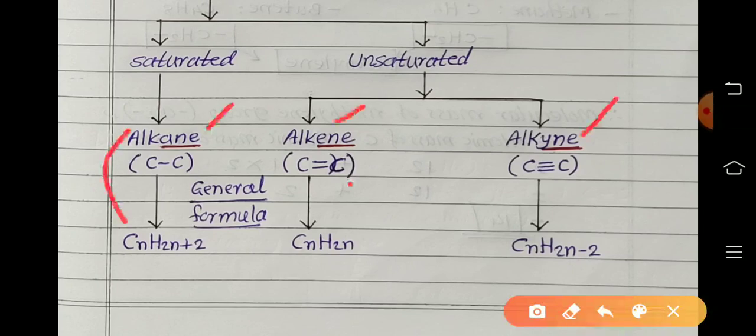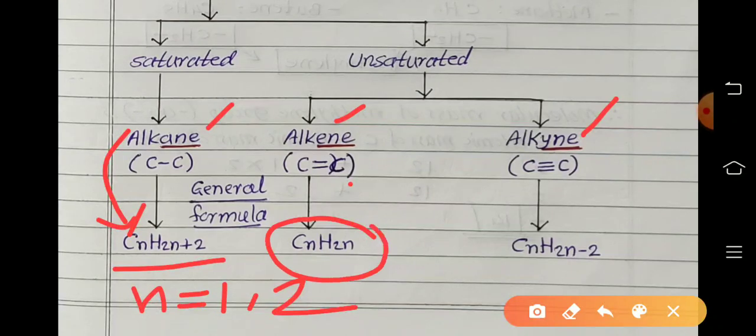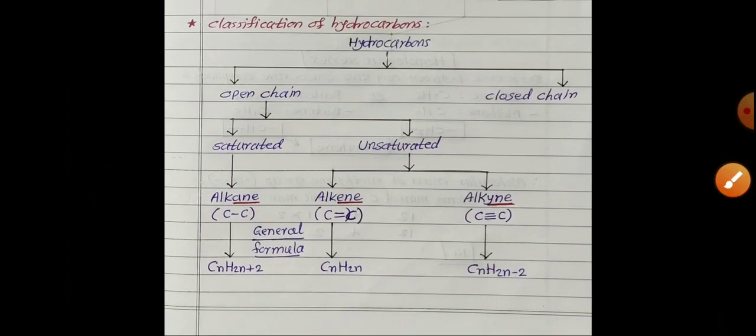The general formula of alkane is CnH2n+2. N means nothing but the number of carbon atoms. So if we substitute 1, we get the first compound of the alkane series. If we substitute 2, the second hydrocarbon compound is formed in the alkane series. In this way we learn. Now, what is the general formula of alkene? CnH2n, and the general formula of alkyne is CnH2n-2. This is general information, the classification of hydrocarbons.